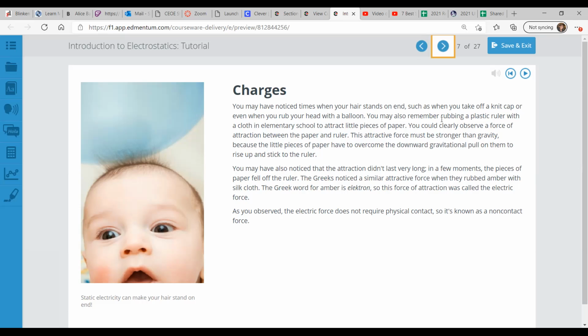As you observed, the electric force does not require physical contact. So it's a non-contact force. Here you see a little baby in a balloon with his hair standing on end.